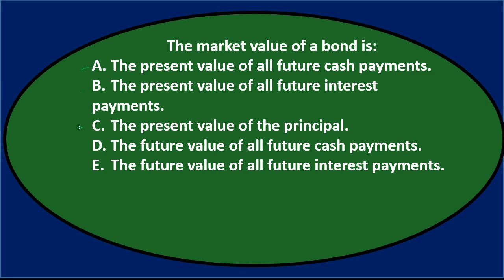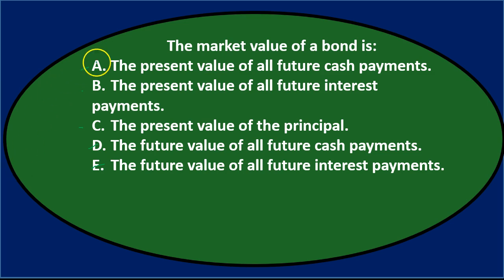And then D says the future value of all future cash flows, and E says the future value of all future interest payments. Now, of those two, the question then is, well, is it present or future value? Typically, if we're trying to see the price as of today, we're looking for the present value. So it's not going to be D or E because we're not looking for the future value. We don't want to know how much it costs in the future. We want to know what the price is now. So it's going to be one of the present values.